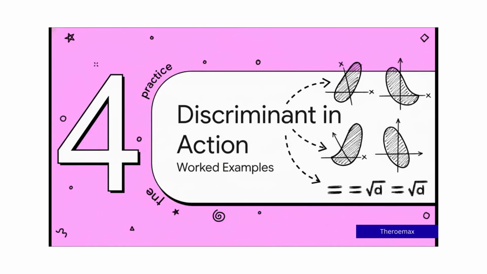All right, theory is great and all, but let's see this thing in action. It's time to put the discriminant to the test. We're going to run through 3 different equations, one for each of those 3 possible outcomes. Let's see how it works in the wild.